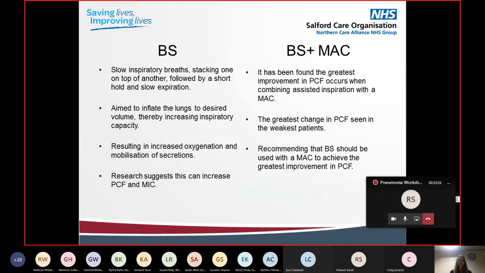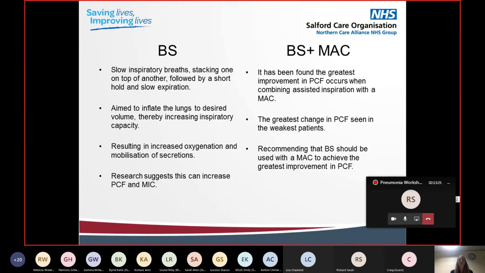So the first one is breath stacking. And the evidence behind this, lots of the evidence is in neuromuscular conditions. So I think from early on we need to point out that there is research required into the specific stroke population. Craig has mentioned, hasn't he, how stroke associated pneumonia potentially is different from the other pneumonias, and we would need to know how our treatments impact specifically within our population.